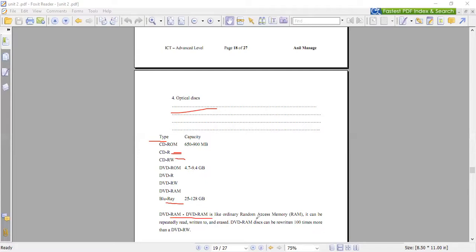DVD-RAM is like ordinary random access memory. It can be repeatedly read and written to and erased. This can be rewritten 100 times more than DVD-RW. DVD-RW, you can read write again and again, but DVD-RAM, the difference is you can rewrite 100 times more. Suppose if DVD-RW can be read write only 100 times, then DVD-RAM becomes 200 times. So that is the difference.